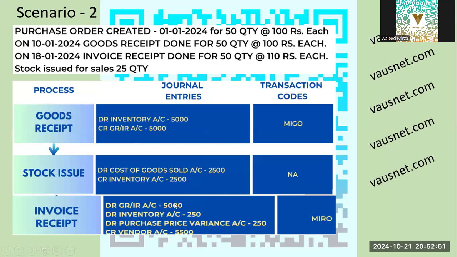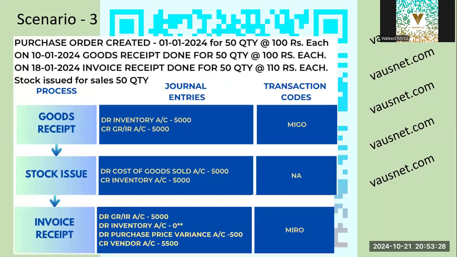Upon the invoice receiving, 5,000 of GRIR account is knocked out. Inventory account is debited with 250 and purchase price variance of 250 is also given. And vendor is credited with 5,500. So debit of inventory and debit of purchase price variance. Okay, this is done at this level.